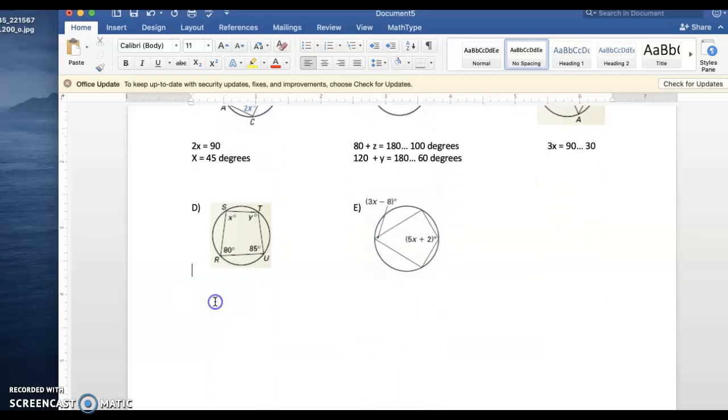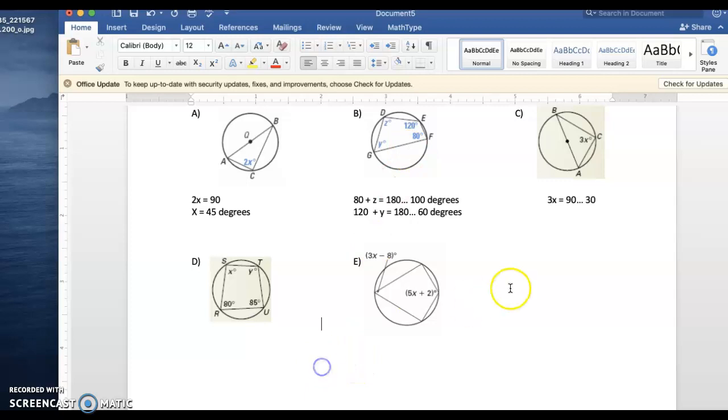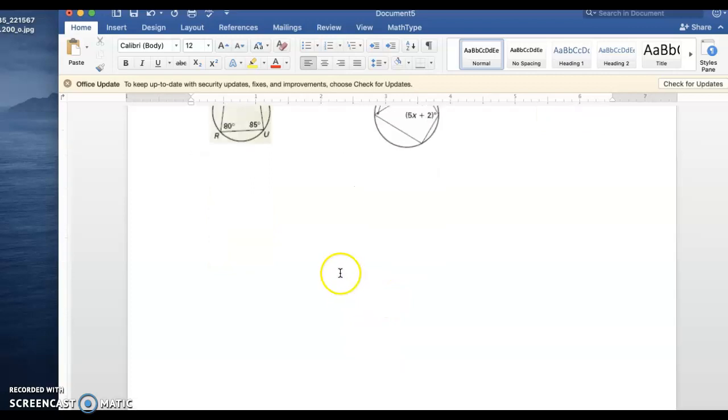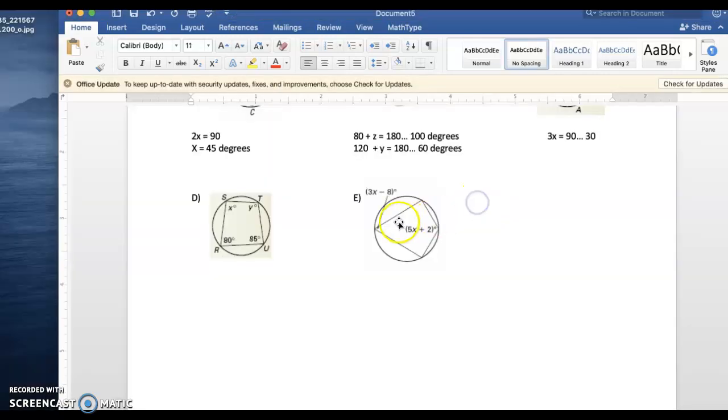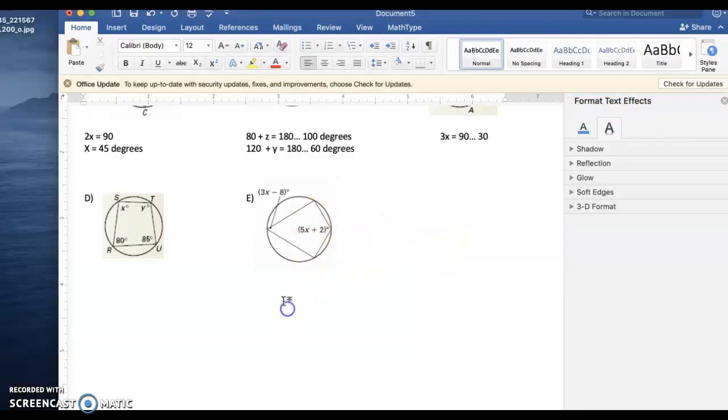The last section is the same idea, but I'm just going to leave this one since it's just like part B, and I'm going to jump to E. So if I'm looking at part E, whoa. Why is it not letting me write next to it? That's so strange.